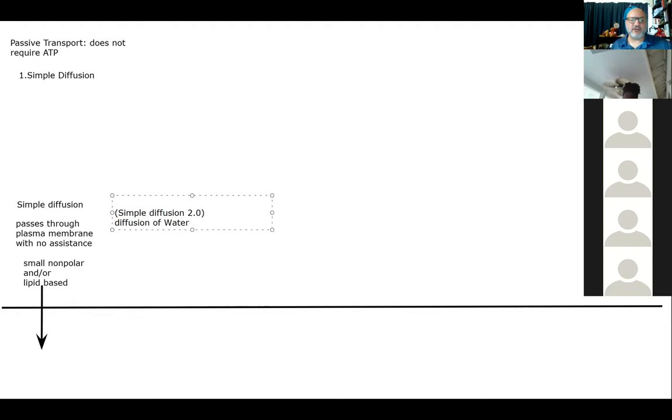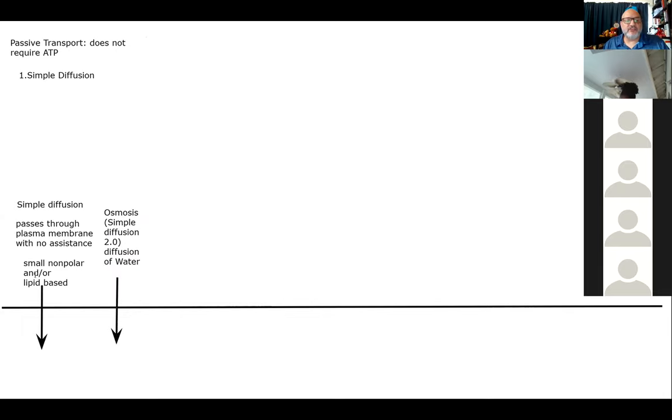Now again, diffusion of water is just simple diffusion, but water is pretty important, so we give the simple diffusion of water a special name. And what is that special name? Osmosis. Excellent. So osmosis is simply the simple diffusion of water, and it again passes through the plasma membrane without any help at all. All right, so far, so good. Excellent. So that is simple diffusion.